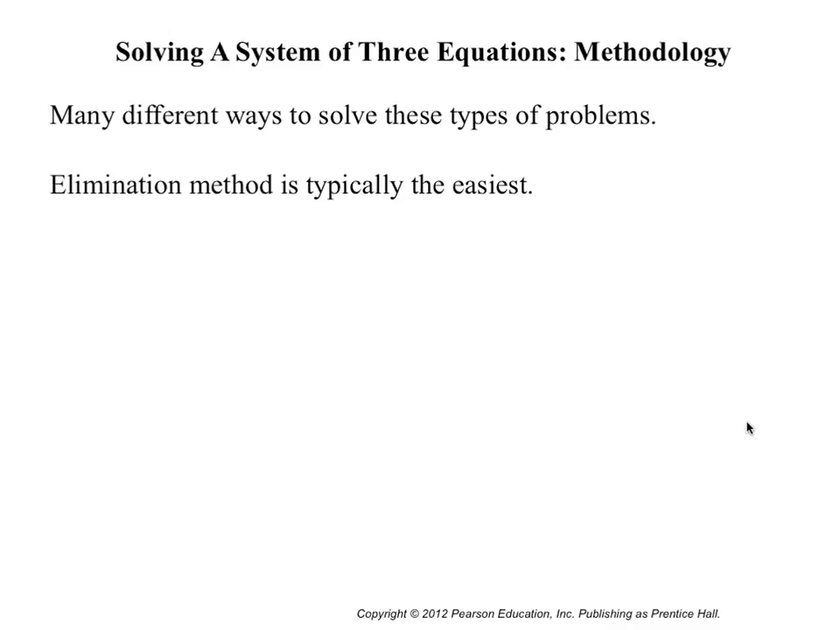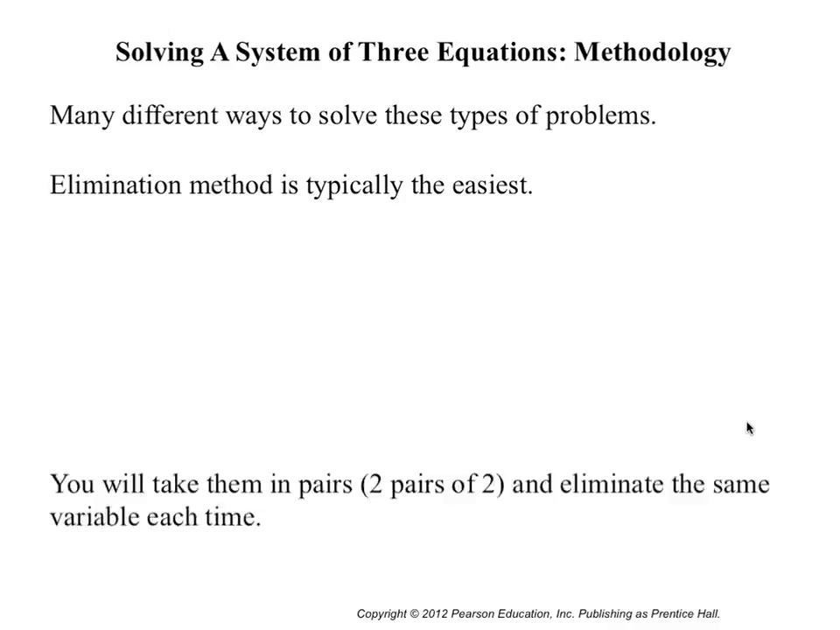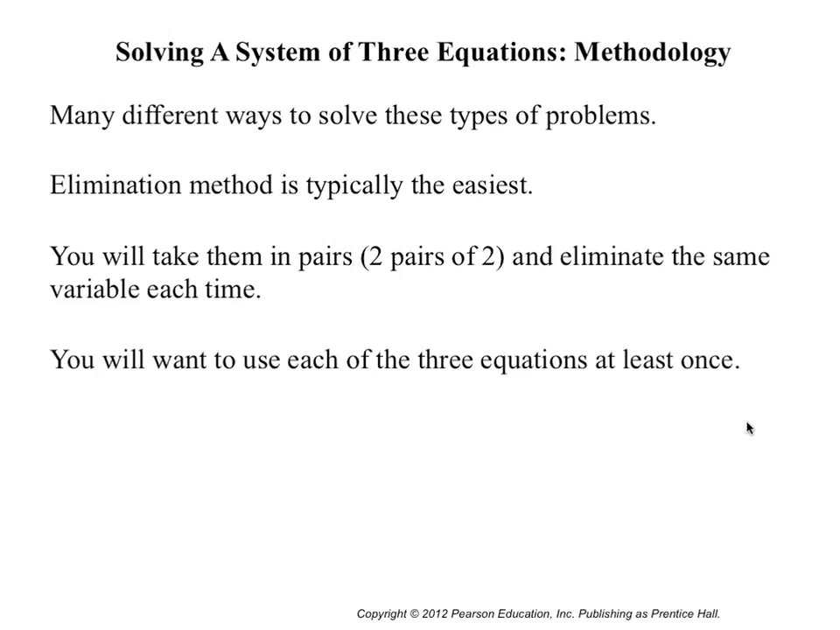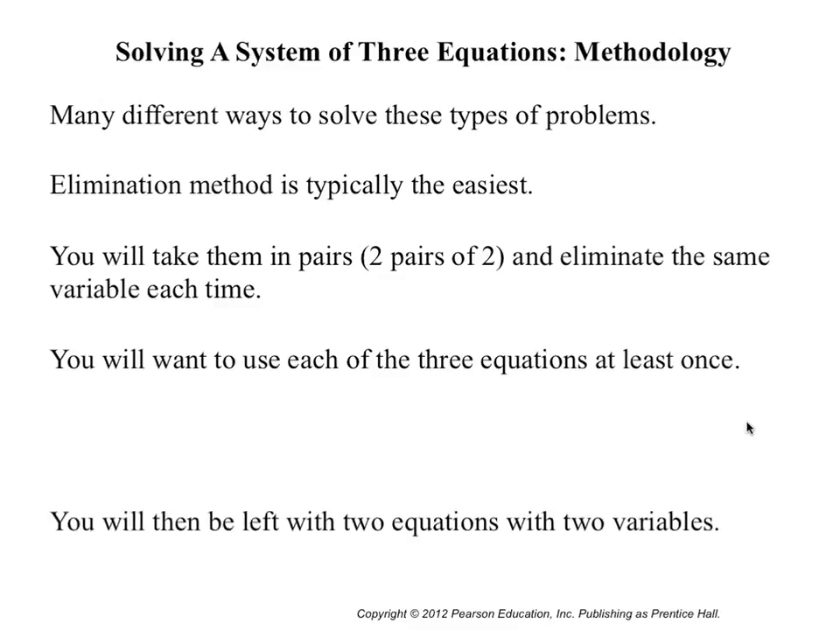So elimination method is typically the easiest, where you're getting rid of some kind of variable. So what you're going to do is you're going to have three equations, so you're going to take them in pairs. So you're going to have two pairs of two. And the goal is to eliminate the same variable each time in those pairs. So you have to use each of the equations at least once. Okay, so you have three equations, you have to use all of them.